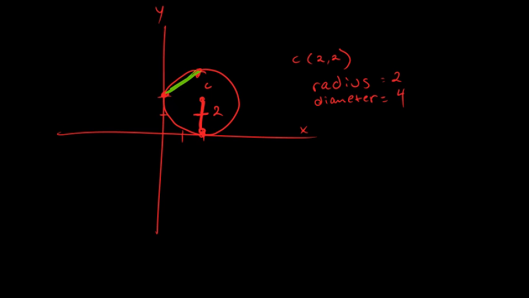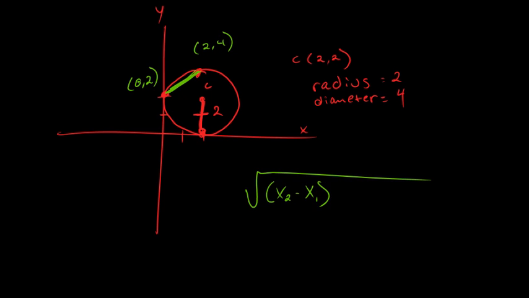And here's the distance formula. First you would need the coordinates. So the coordinates of this point is 2, 4, and this one is 0, 2. The distance formula goes like this. You pick one point to be your second point and another point to be your first point. Shouldn't matter. And you square the difference of the x's and y's, then add them together and take the square root.